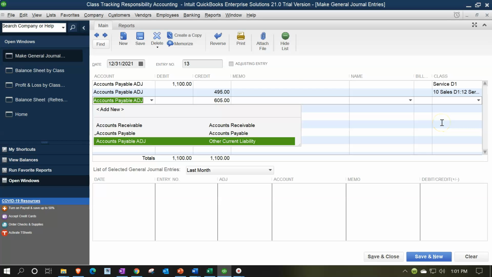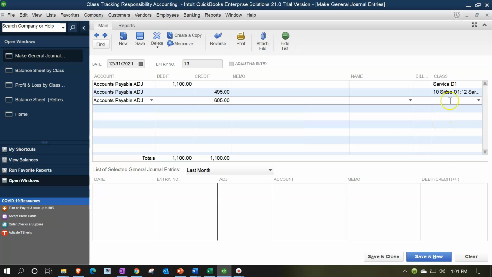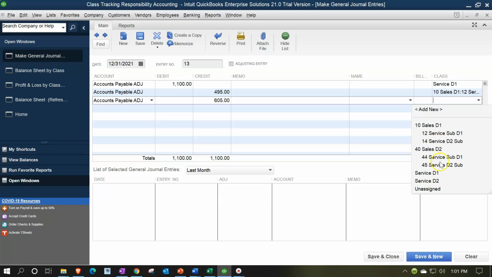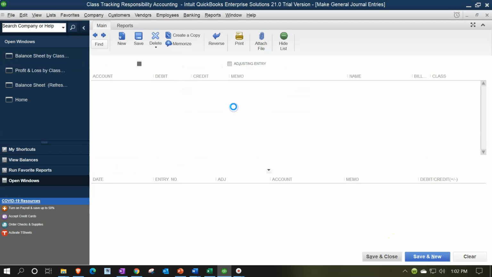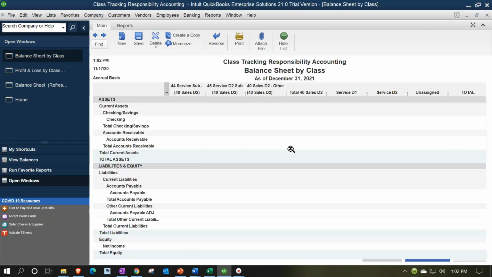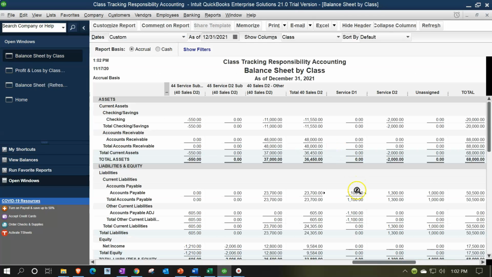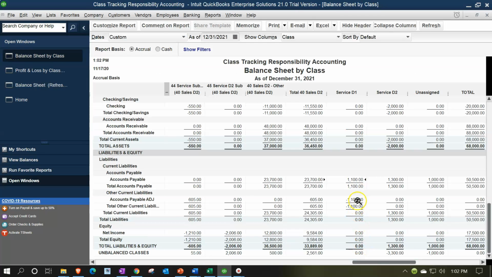And then accounts payable, adjusting entry, that's going to be the 605. This is then going to go under the sales D2. That's the one we want. All right, let's save and close that. Save it, close it, checking it out. So there we have it. Now we've netted it out to 0. So we removed it without having to mess up the actual accounts payable accounts, and then we've allocated them out to these sub accounts. So this one is now zeroed out.